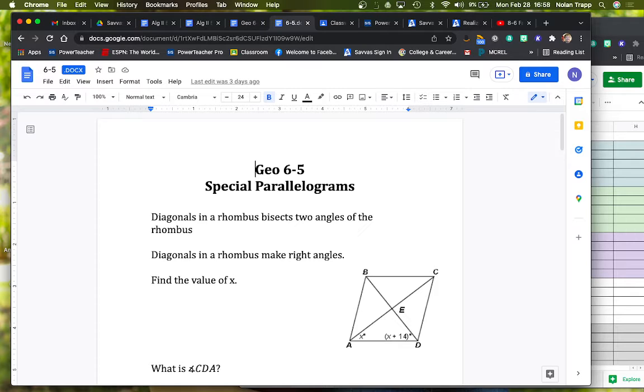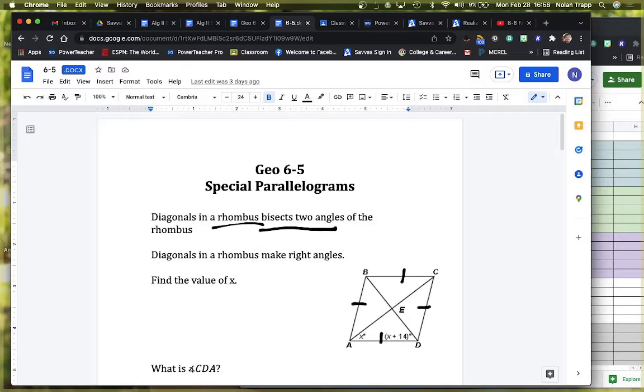All right, so we're going to talk about special parallelograms. There are two in particular, and kind of a third. I think some of you already know the names, but we have a rhombus. The thing about a rhombus is that all the sides are equal. And if all these sides are equal, then the diagonal will bisect the two angles of the rhombus.